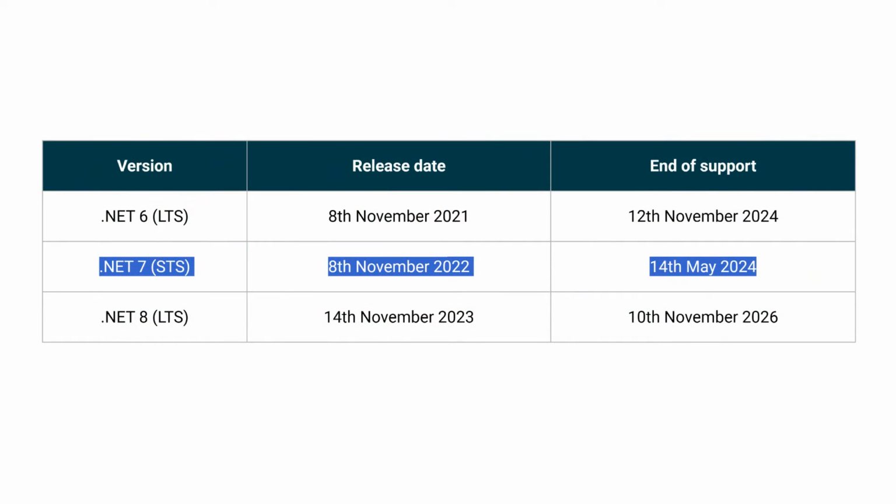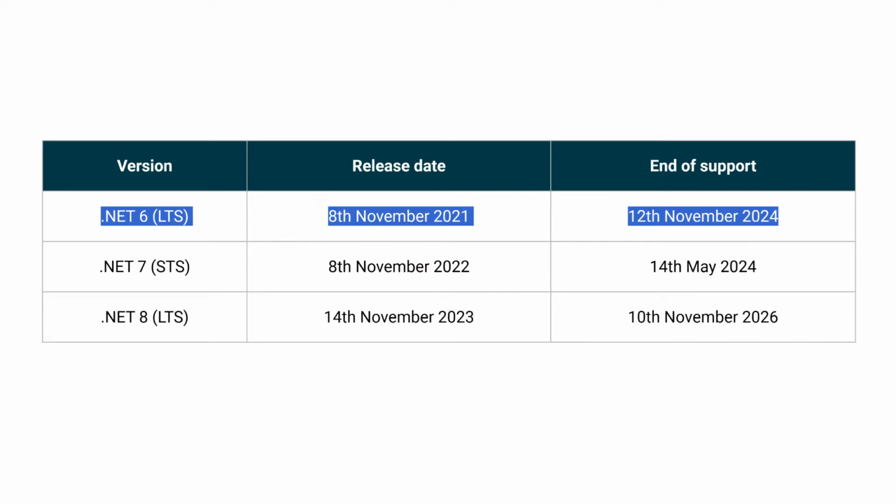As .NET 7 is an odd number, it was only given 18 months of support, whereas .NET 6 is an even number, so it was given LTS and has support for a further 6 months after the .NET 7 support ended, despite its original release being 12 months before.